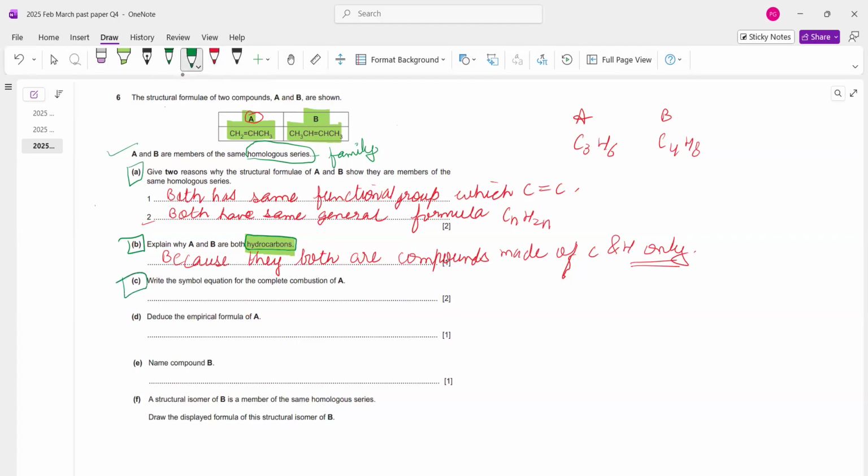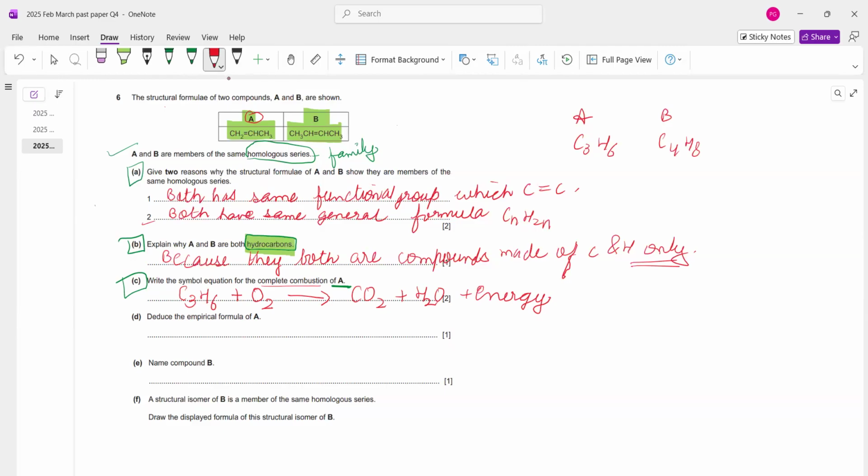Part C. Write the symbol equation for complete combustion of A. Now A is an alkene. Whether it's an alkene, an alcohol or an alkane, all of these molecules will give carbon dioxide and water on combustion. Because it's a combustion reaction, we will be reacting it with O2 and it will give us CO2, water and energy. I repeat, whether it's an alkane, alkene, or alcohol undergoing complete combustion, the products will be CO2, water, and energy.